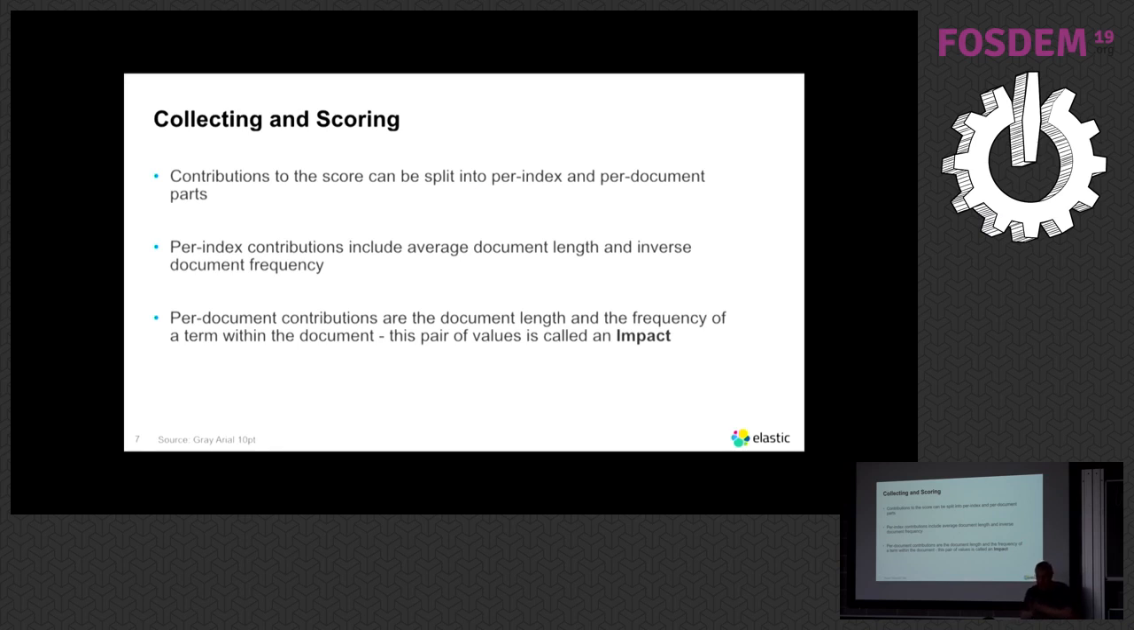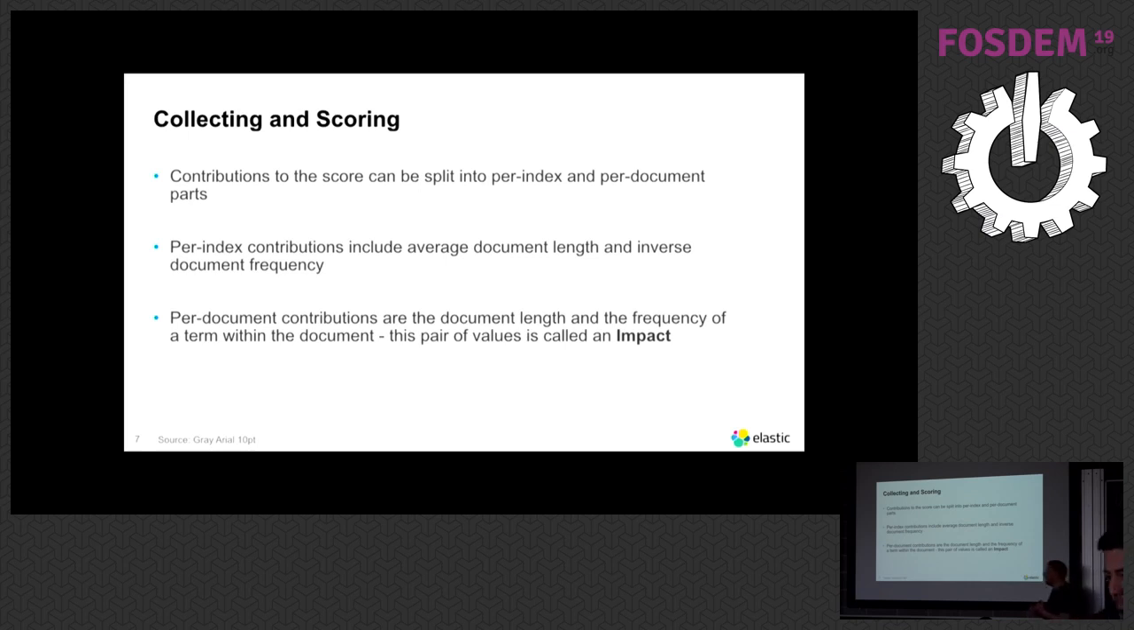You have parts which are global for the index, so things like the total term weight, total term frequency, that's the number of times that term appears in the index as a whole. The average document length, which is used in BM25. Again, that's something that's fixed for the entire index. It doesn't depend on which document you're looking at. And then the per document contributions, we have two. We have the document length, and we have the frequency of the term.